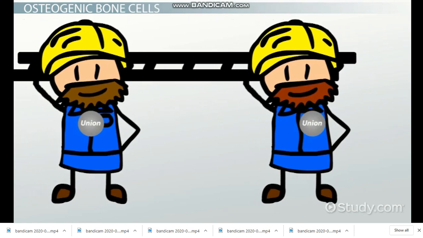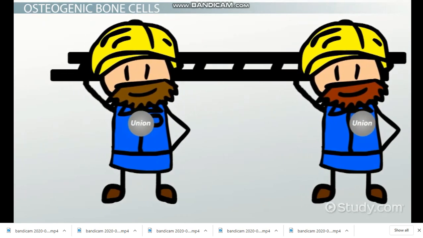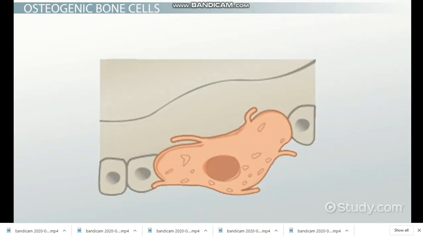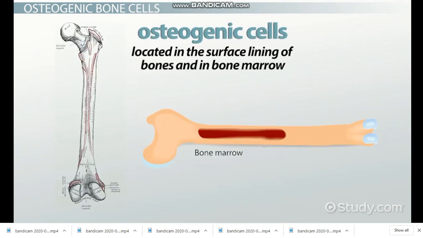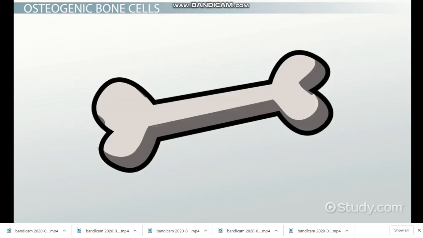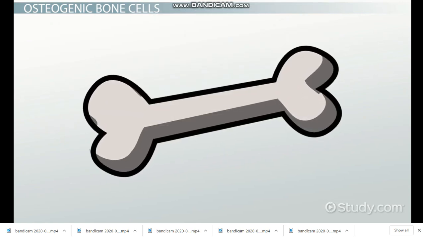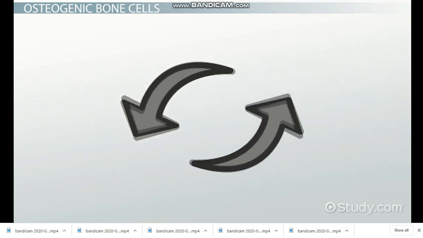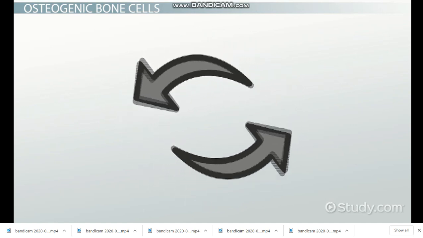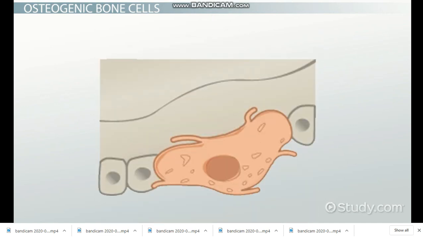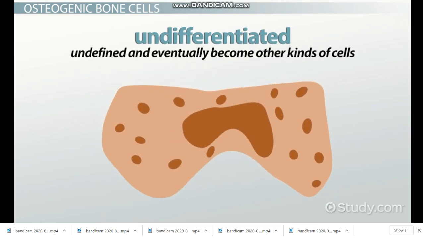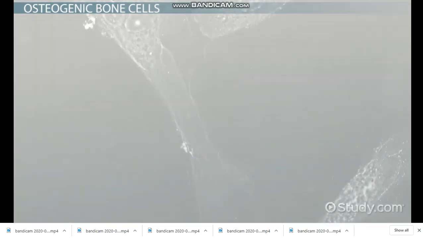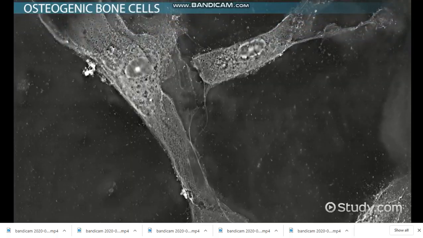Let's begin by putting together the construction crews for your bones. Some members come from osteogenic cells, which are located in the surface lining of bones and in bone marrow. The term osteo means bone, and the suffix genic refers to genesis, or the start of something new, such as these crews. Osteogenic cells are undifferentiated, meaning they are undefined and eventually become other kinds of cells. In other words, they are stem cells.